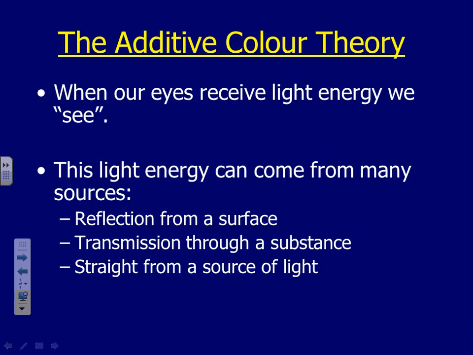So the additive color theory. When our eyes receive light energy, we see. This light energy can come from many sources: reflecting from a surface, transmission through a surface, straight from a light source. And that's what we want to talk about today and tomorrow. How we perceive these different colors depends on how the light was originally formed, whether it came from a filter or from a white light source, all kinds of different ways.